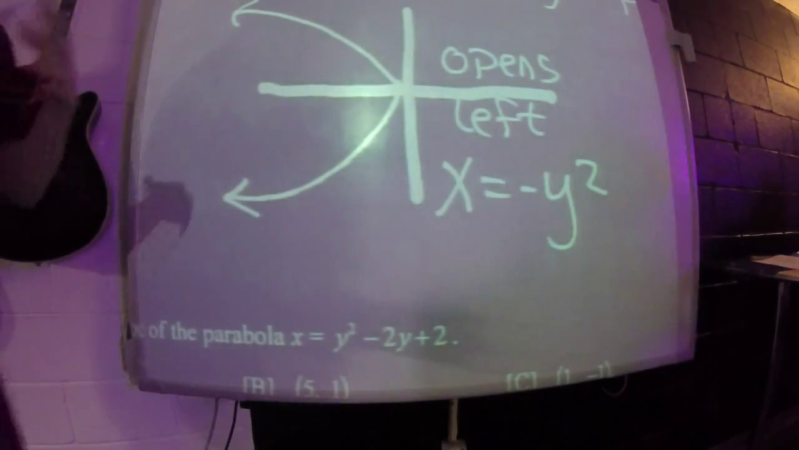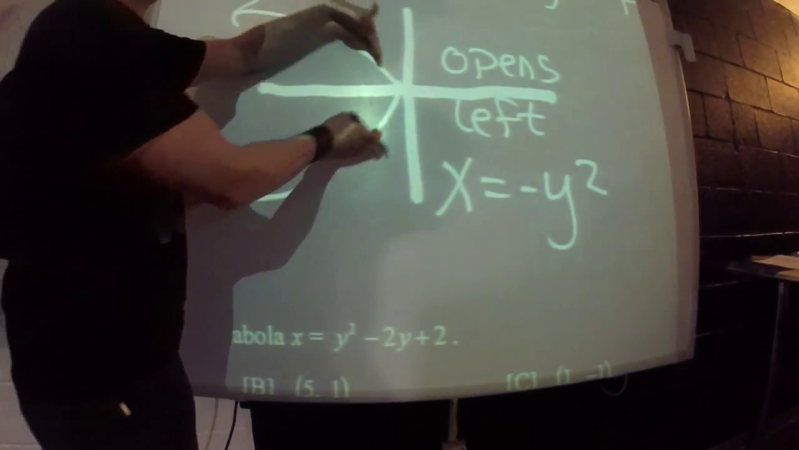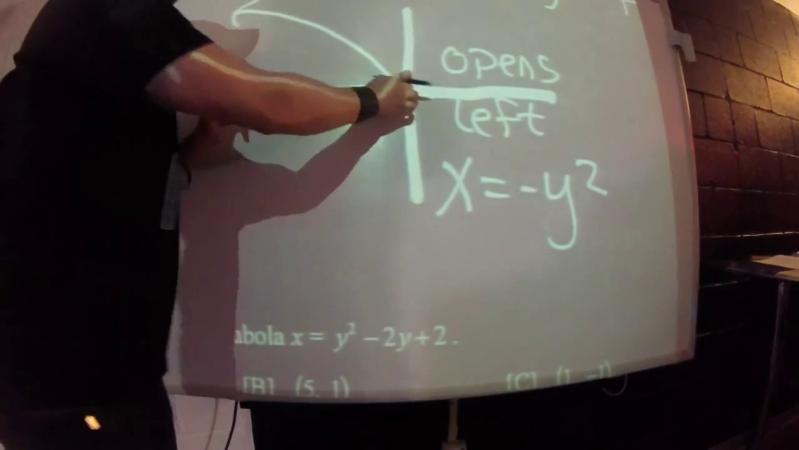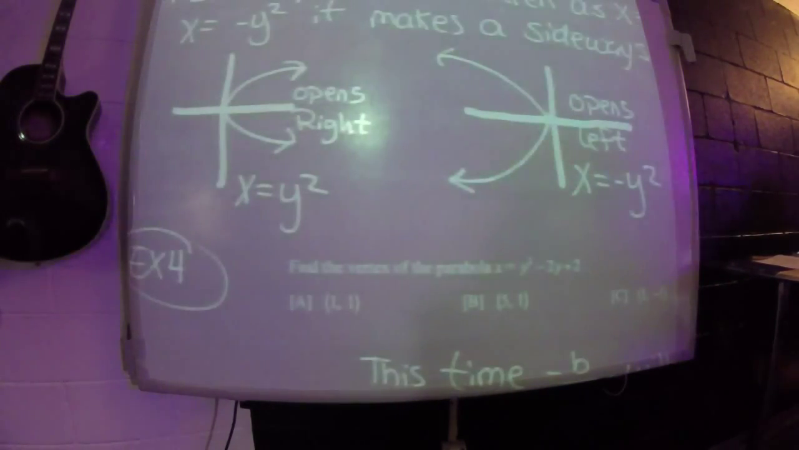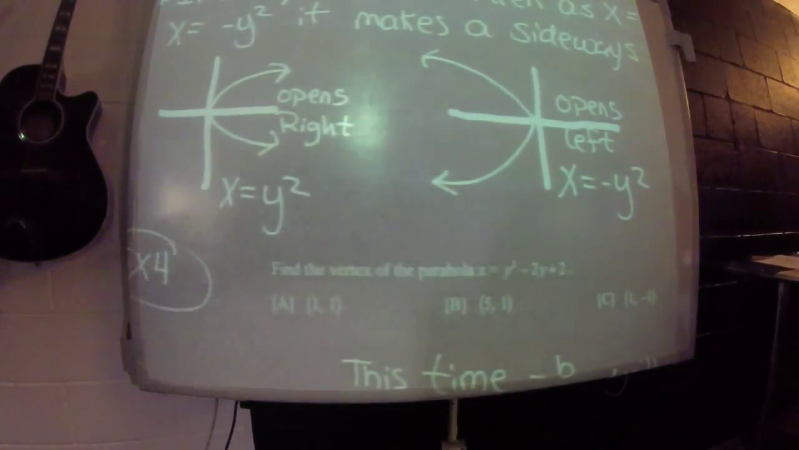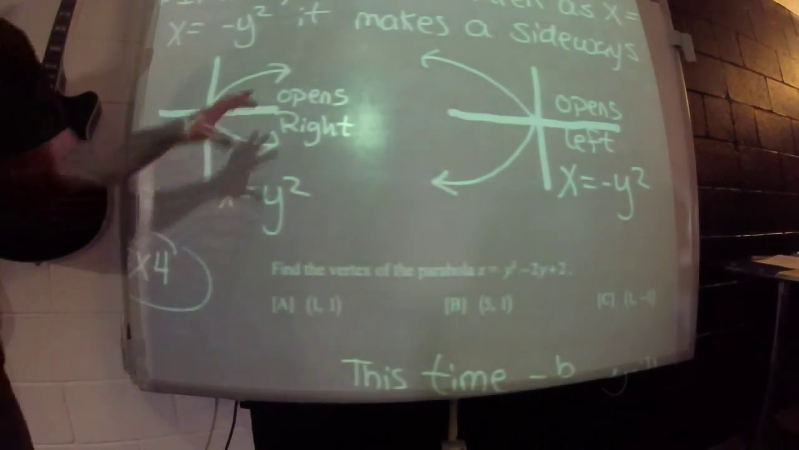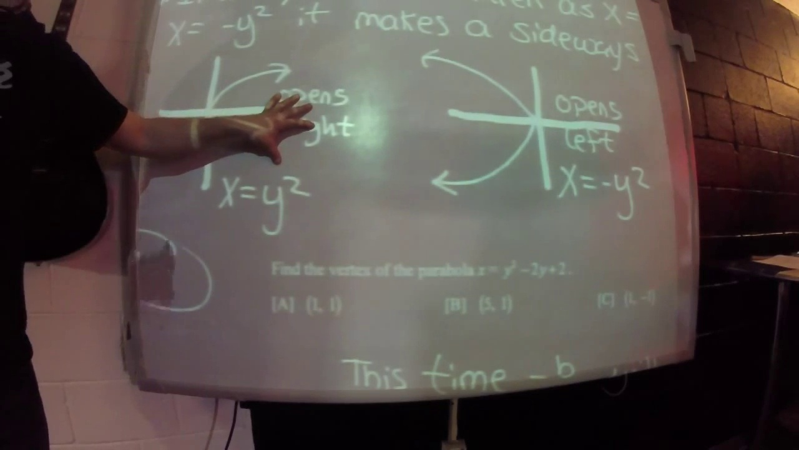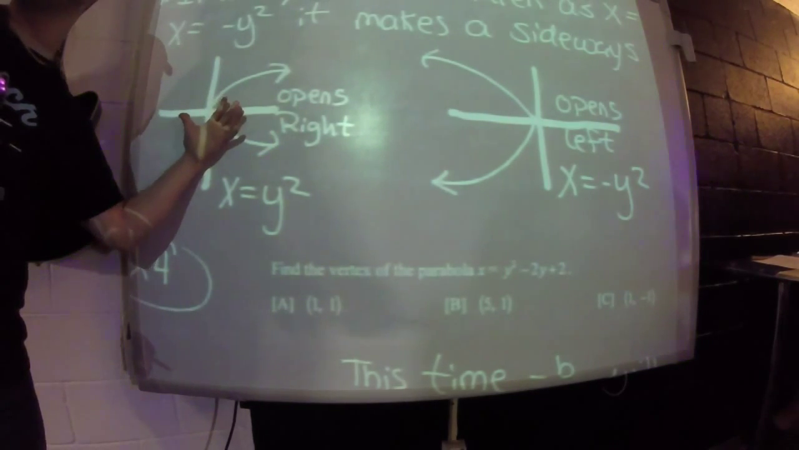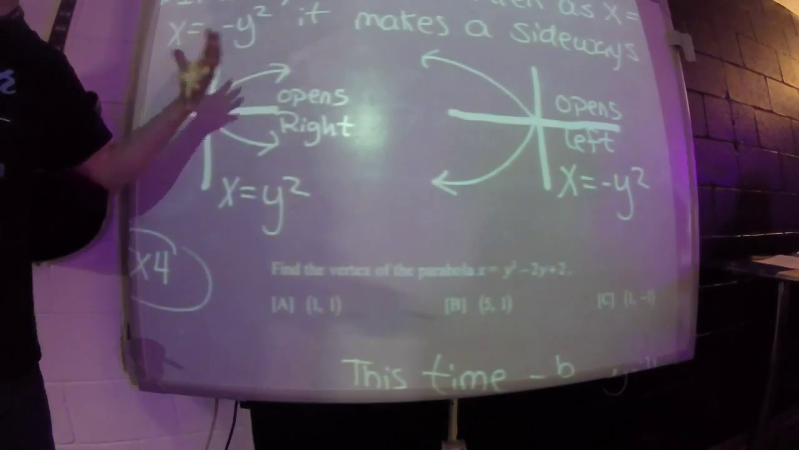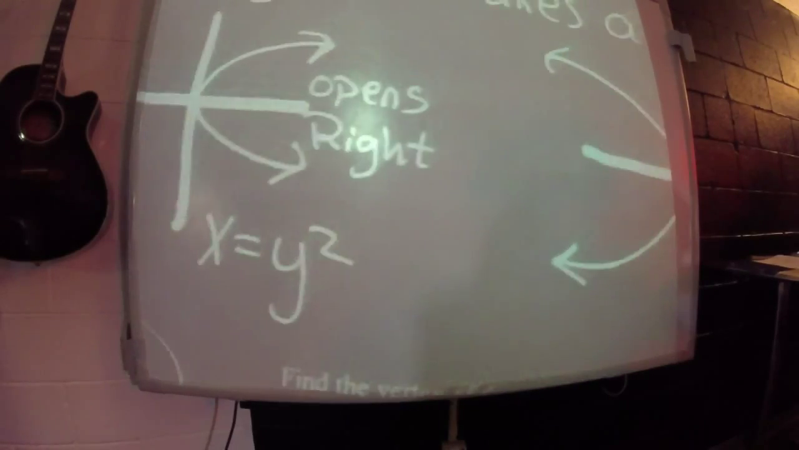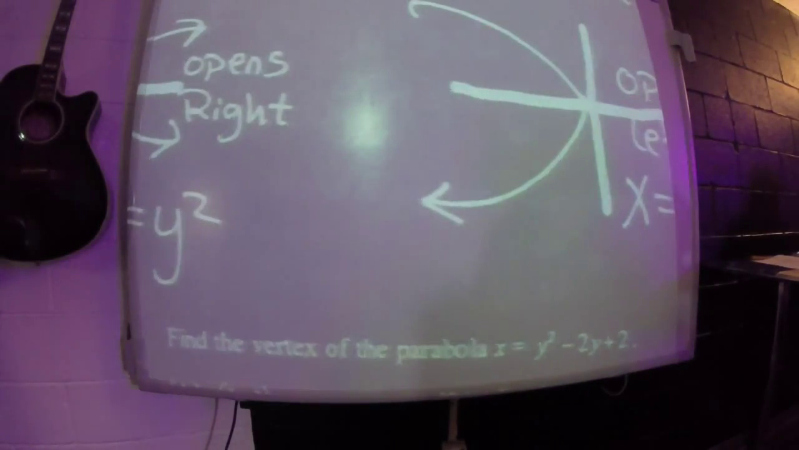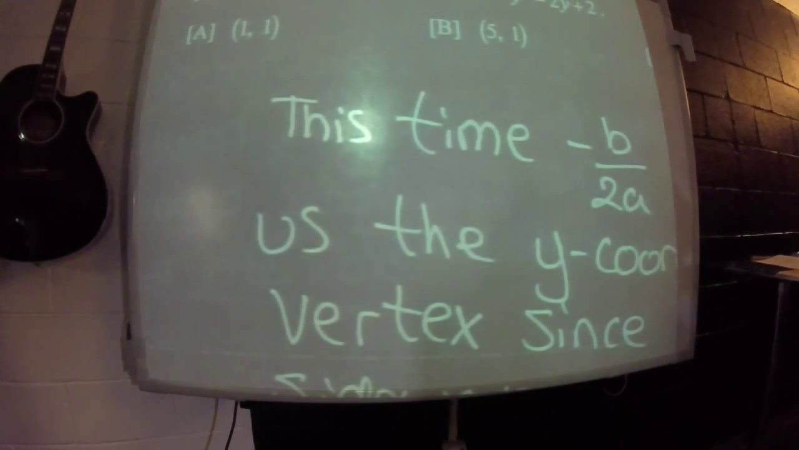Now the vertex of these parabolas is still where it comes to a point right here. So if I need to find the vertex, I'm still going to use negative b over 2a. The problem is, negative b over 2a on a sideways parabola actually just tells you where the y coordinate is, so it's backwards. So let's still do negative b over 2a. Here's our problem. Now it's a sideways parabola.